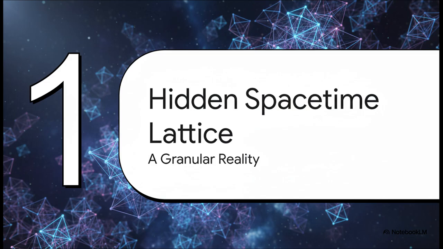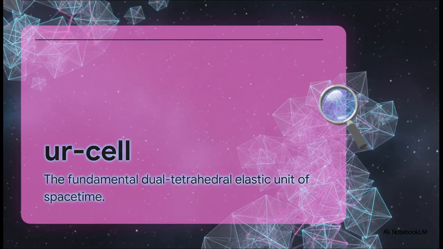Well, the MMU's starting point is pretty wild. It replaces that smooth, continuous fabric of spacetime we all know with something totally different, something discrete, kind of granular. It's a hidden spacetime lattice. And the fundamental building block of this whole lattice is something called the cell. The best way to think about it is like this: it's the tiny elastic atom of spacetime itself, and it has this very specific dual-tetrahedral shape.